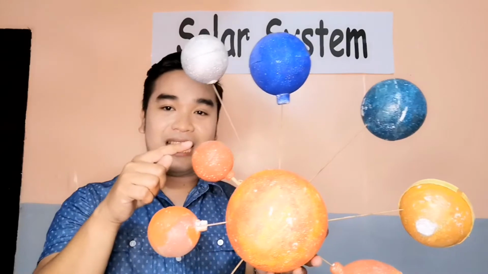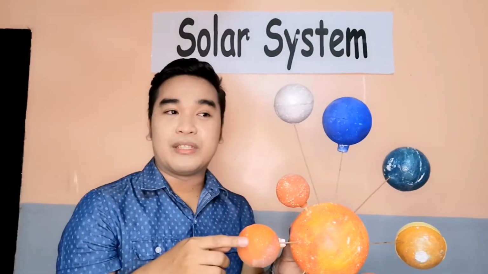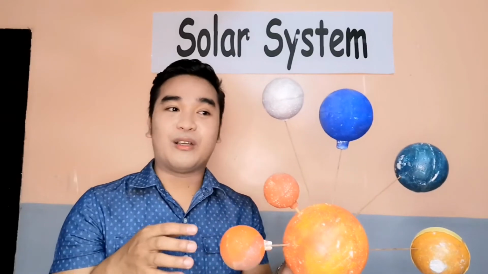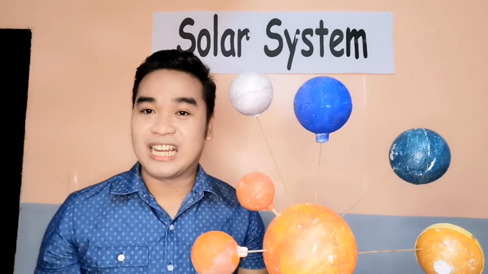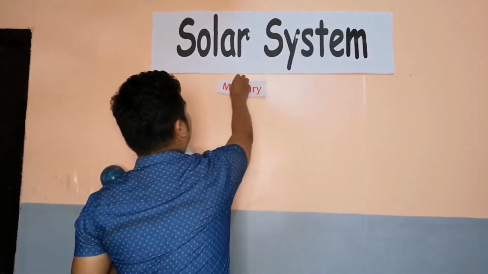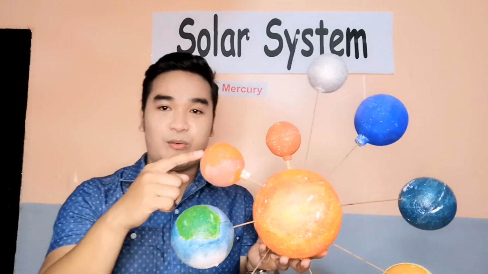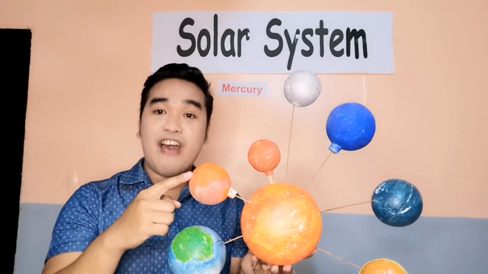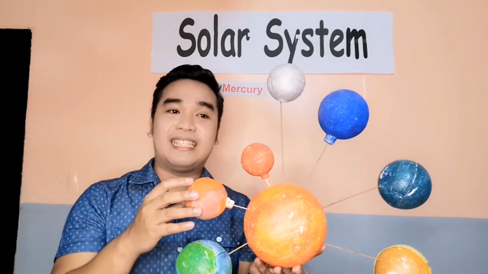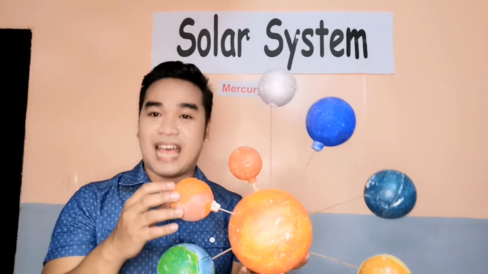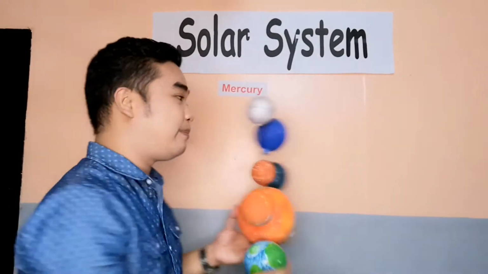And the first planet is, we call this Mercury. It is the closest planet to the sun, and it's also the smallest. Again, we call this Mercury. And the next planet is this one. We call this Venus. It is the second planet, and it's the Earth's twin in the size. Again, it's Venus.